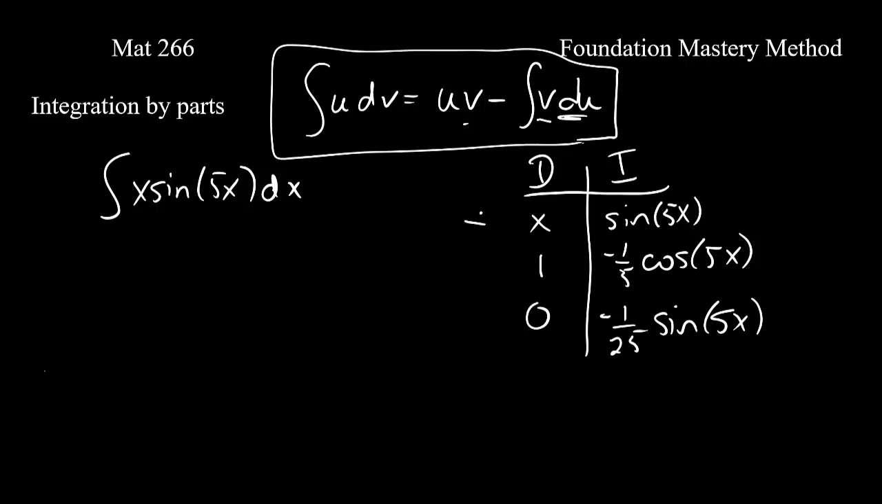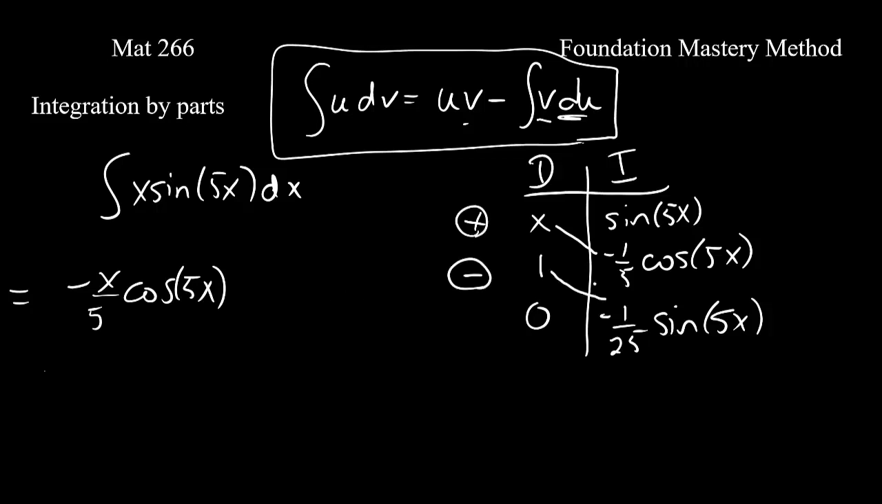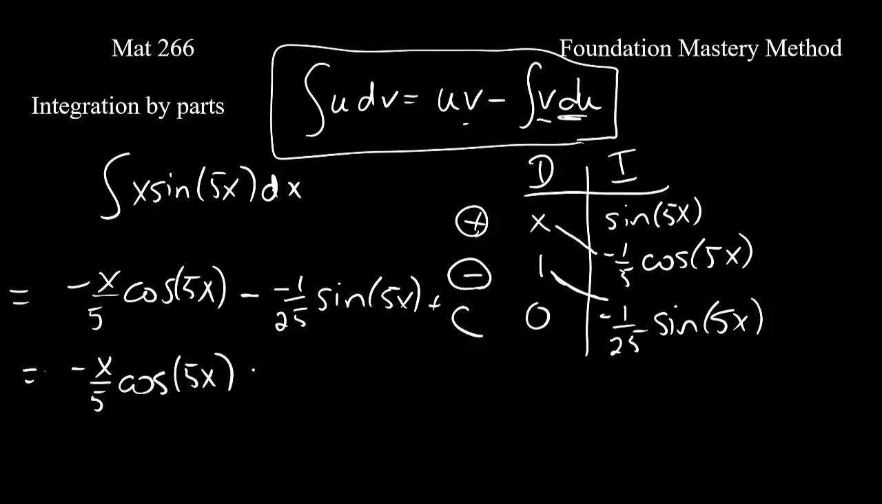So now, the answer to our original problem will be the product of these two entries, so minus x over 5 cosine of 5x, and then minus the product of these two entries, so minus a minus 1/25 sine of 5x plus a constant of integration, or minus x over 5 cosine of 5x plus 1/25 sine of 5x plus a constant of integration.